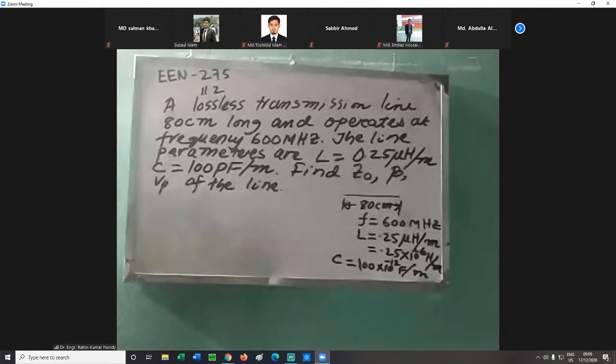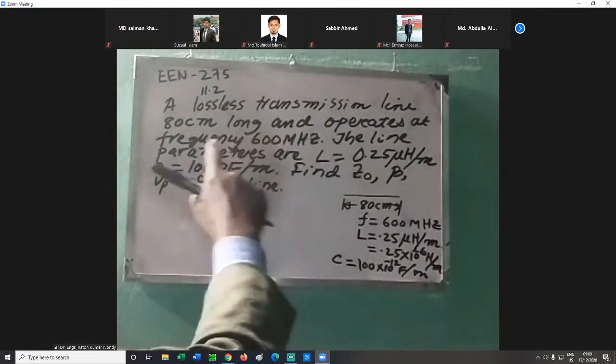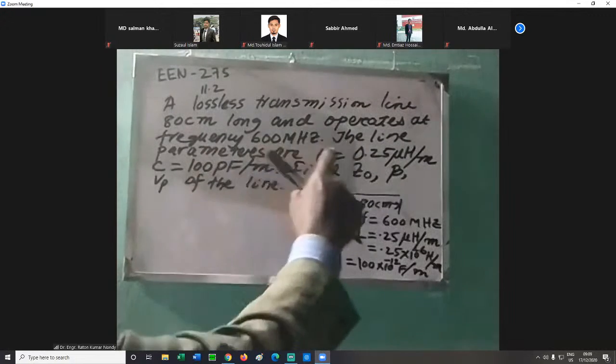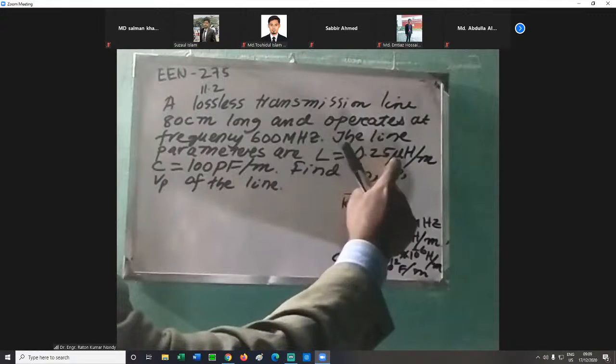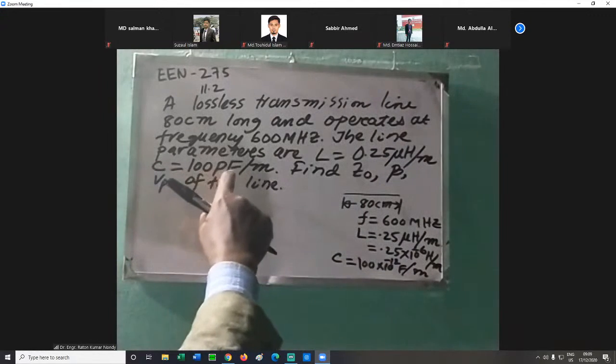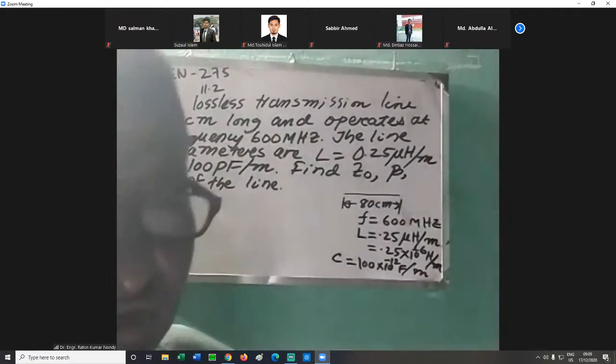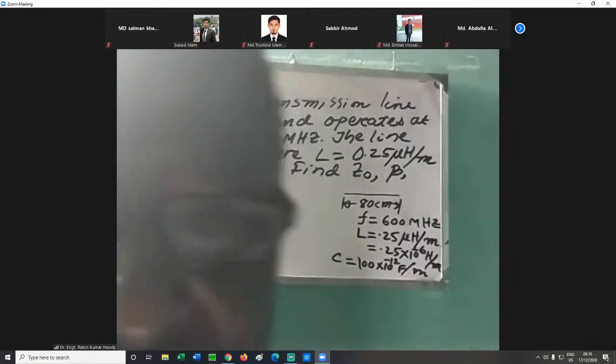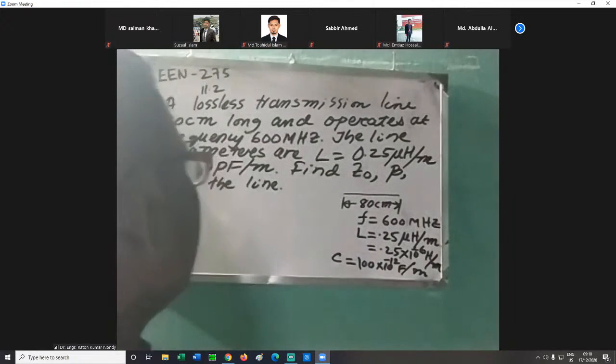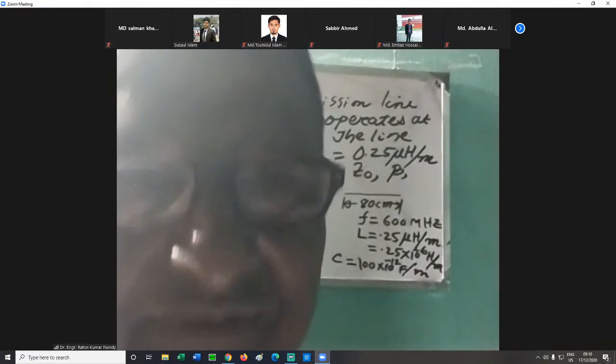Now you see the problem you have written in your notebook. By this time, you write the problem in your notebook. The lossless transmission line is cylindrical, long, operates. The line parameters are L equal to 0.25 microhenry per meter, C equal to 100 picofarad per meter. And Z0 is characteristic impedance, beta is phase shift, and VP means phase velocity. I will determine all those things with you.